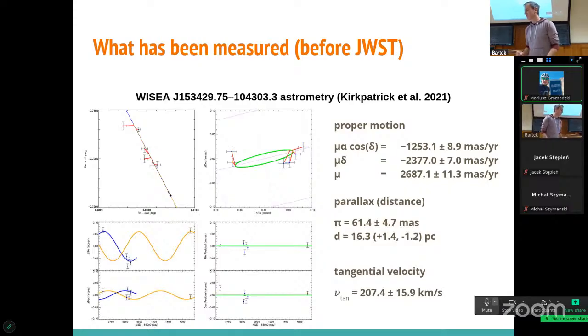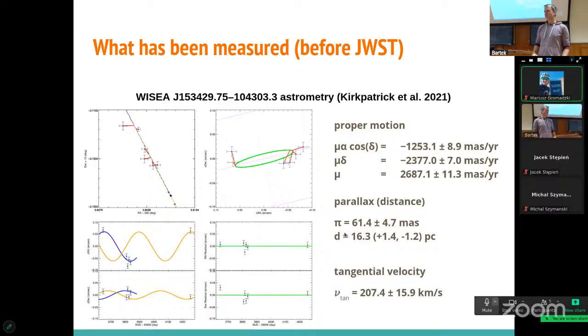So from the proper motion, we could say that it's moving very fast, over 2,600 milliarcseconds per year. So a very fast-moving object. And most importantly, we were able to get the parallax and the distance of the object. So it was found to be located at 16 parsecs away. Okay. And then from the motion and the distance, we get the tangential velocity, which you can see is also very high, above 200 kilometers per second.